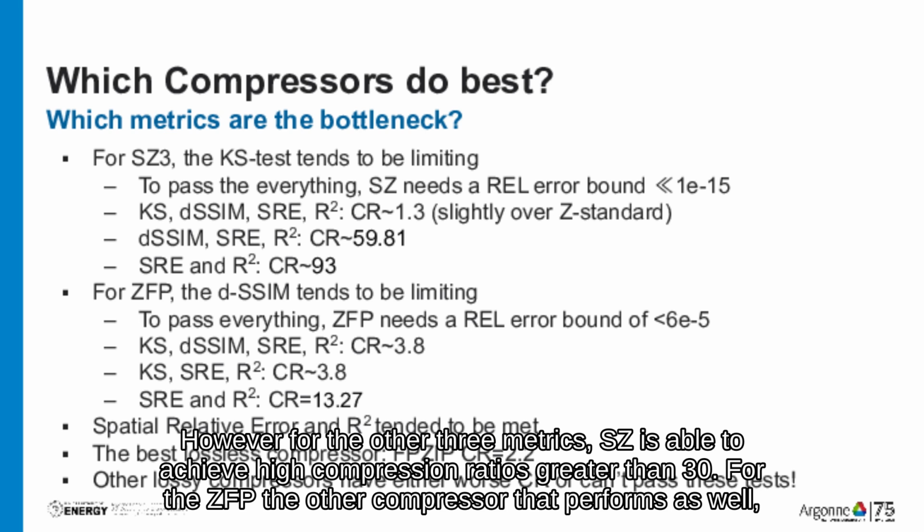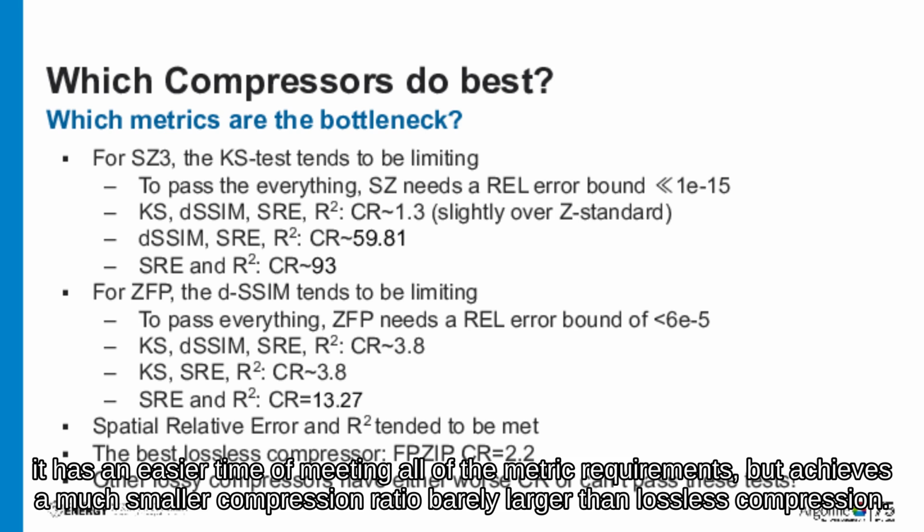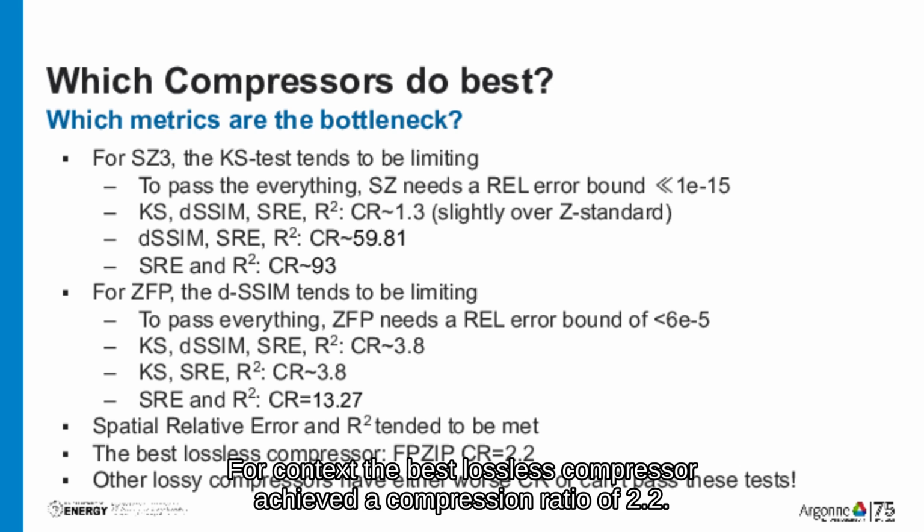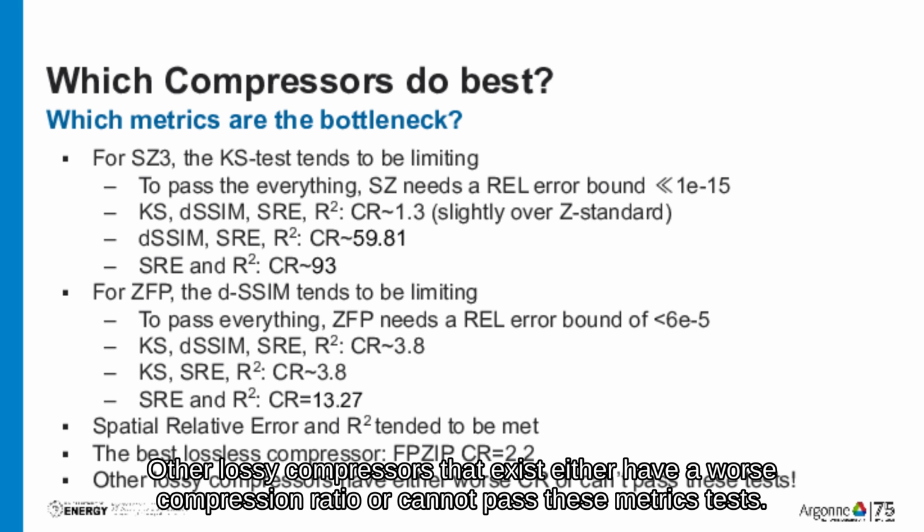For ZFP, the other compressor that performs well, it has an easier time of meeting the quality requirements, but achieves a much smaller compression ratio, barely larger than that of lossless compression. For context, the best lossless compressor achieved a compression ratio of 2.2. Other lossy compression techniques that exist either get a worse compression ratio or perform worse on these tests.